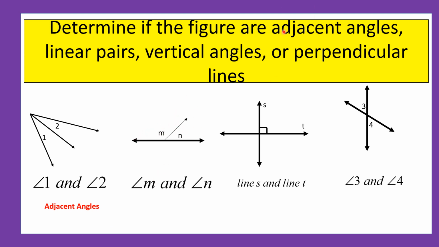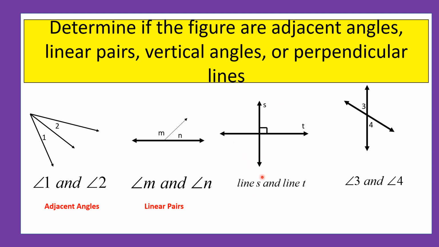We have angle M and angle N. So, do you think the angles are adjacent, linear, vertical, perpendicular lines? So, actually, the two angles are adjacent. At the same time, being adjacent angles, the two angles form a linear pair. So, we can make use of adjacent and at the same time linear.